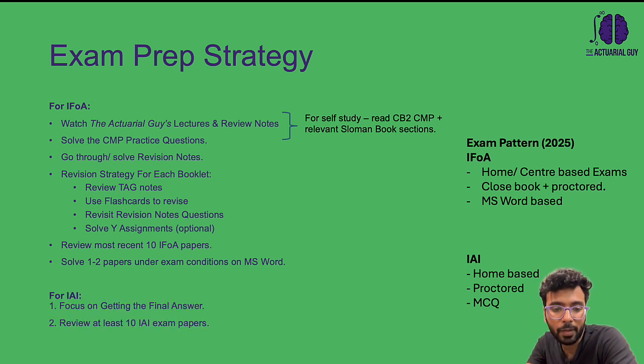For II, you focus on getting the final answer only because it's MCQ. Solve more and more MCQ questions. Revision notes have a lot of MCQ questions. II past papers will have a lot of MCQ questions. You should review at least 10 II papers, and the focus should be completely on getting the final answer. So that should be your preparation strategy, and that is how it differs between IFOA and II. That is how you prepare for CB2.